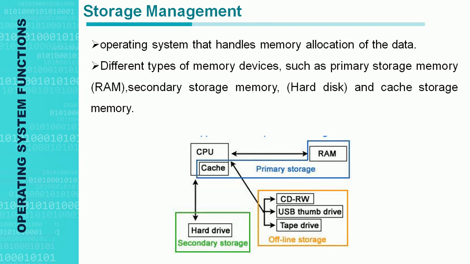Storage management is a function of an operating system that handles memory allocation of your data. The system consists of different types of memory devices, such as primary storage memory, called RAM, secondary storage memory, called hard disk, and cache storage memory. The instructions and the data are placed in the primary storage or cache memory, which is referred to by the running program.